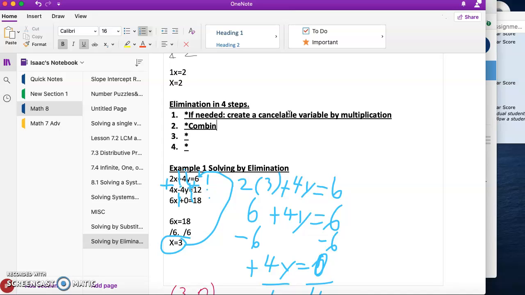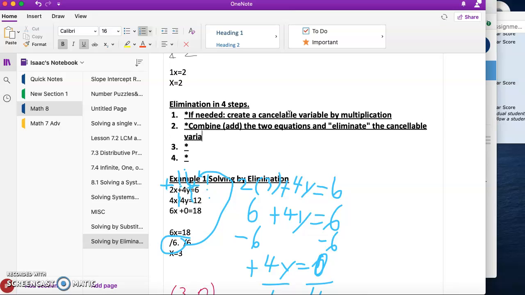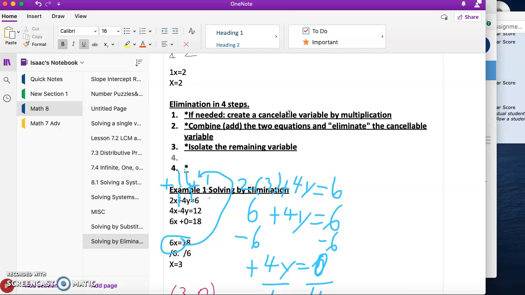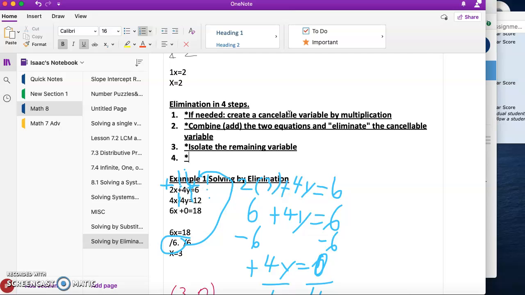Step 2, combine, meaning add the 2 equations and eliminate the cancelable variable. Step 3, isolate the remaining variable. And finally, step 4 is just substitution again. Substitute the found variable to find the missing one.